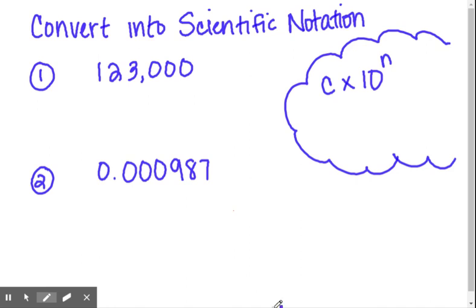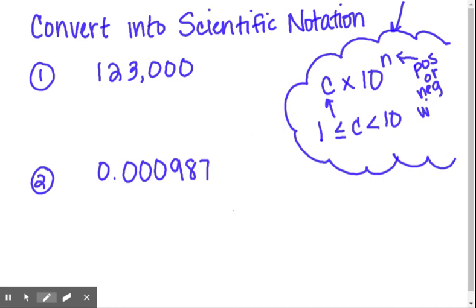All right, so today we're going to look at taking numbers in their decimal form and converting them into scientific notation. So if we look at this thought cloud over here, we can remind ourselves what it means to be in scientific notation. So scientific notation is a number C times 10 to a power. And it's important to remember that the number C has some rules. C has to be less than 10, but bigger than or equal to 1. And n has to be a positive or a negative whole number, otherwise known as an integer.